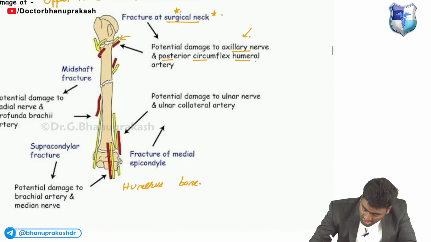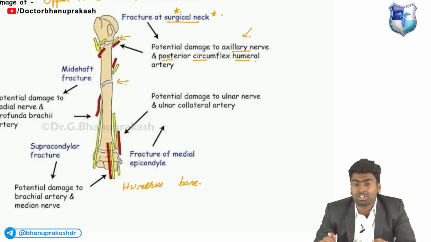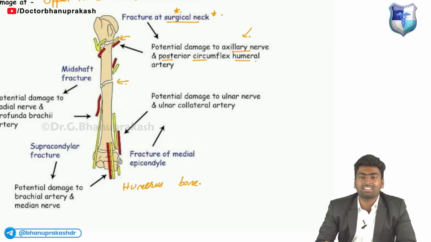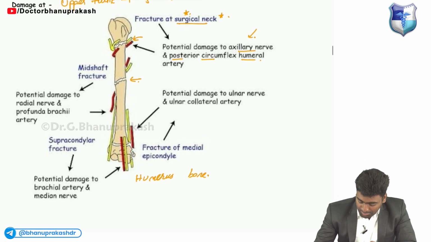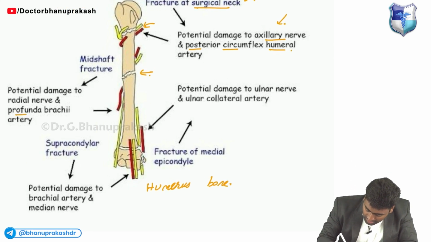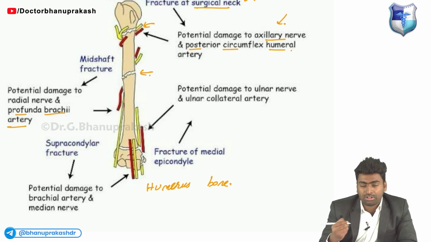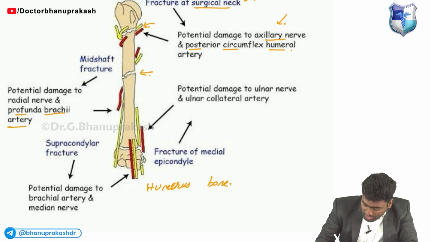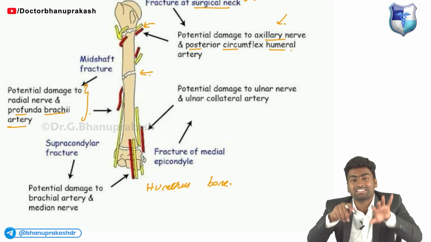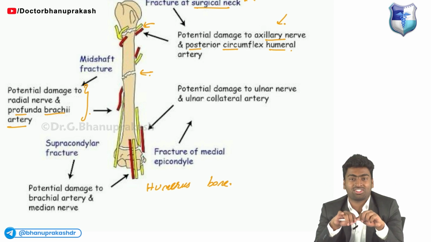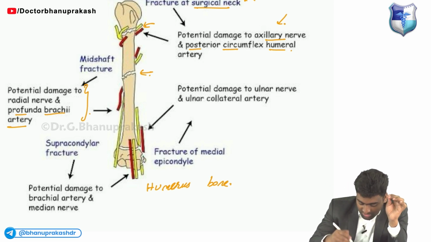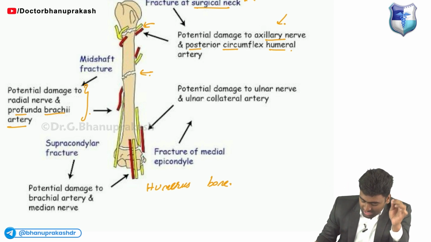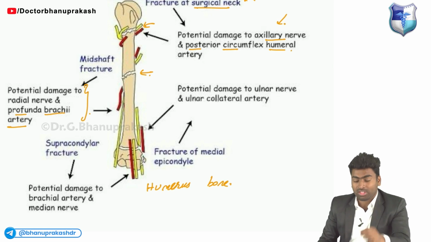Next, around the shaft of the humerus, we know there is a groove known as the radial groove, which passes the radial nerve and the deep part of the profunda brachii artery. So these structures will be damaged when there is a mid-shaft fracture. A mid-shaft fracture will lead to damage to the radial nerve and damage to the profunda brachii artery. Right?